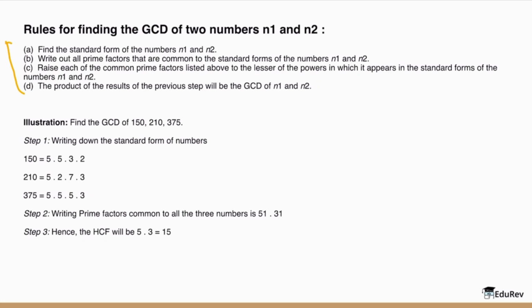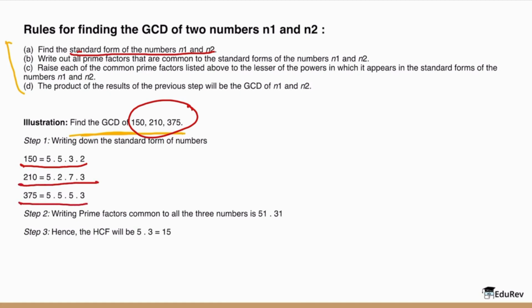So let's take an illustration. We need to find the GCD of these three numbers: 150, 210, 375. So what I need to do is write these numbers in standard form. In standard form, 150 is going to be 5 multiplied by 5 multiplied by 3 multiplied by 2. And 210 is going to be this, and 375 is going to be this.